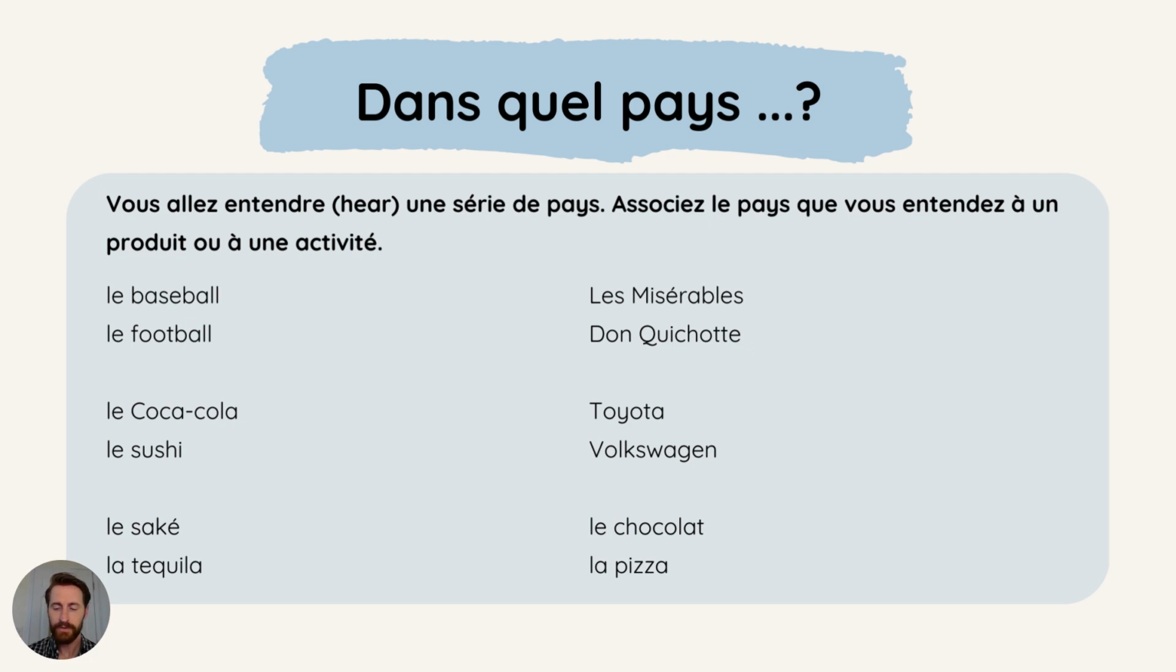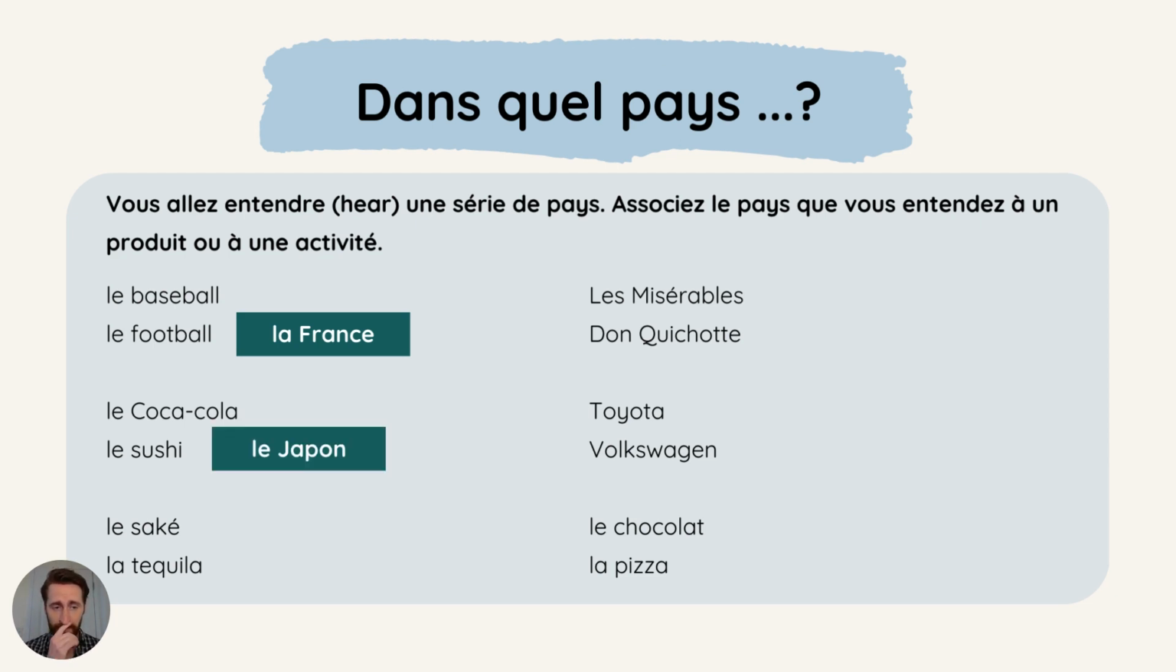Ok, numéro 1. On associe la France avec le football. So here, obviously baseball, it's more of an American thing. It probably exists in France, but not very often. Numéro 2, le Japon. On associe le Japon avec le sushi. Numéro 3, on associe le Mexique avec la tequila. Le saké, on associe avec le Japon.